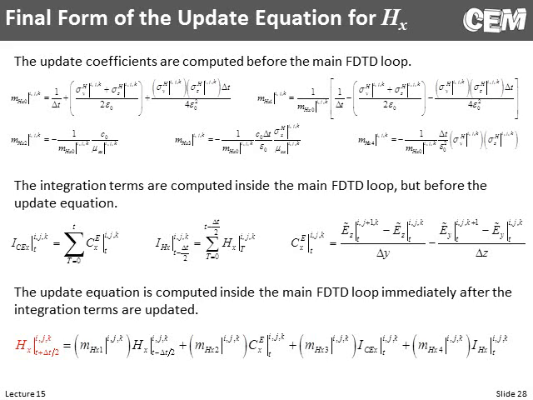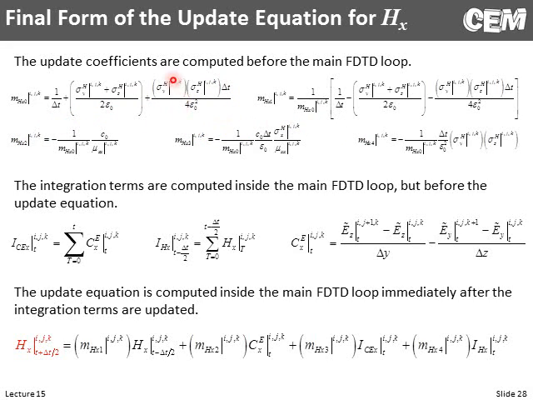So in fact, here's how we actually implement it. Ahead of time, we calculate all of these update coefficients. So this is where all the coefficients are collected into these terms. And we'll have 5 of them. We have an mHx0, an mHx1, mHx2, mHx3, and an mHx4.